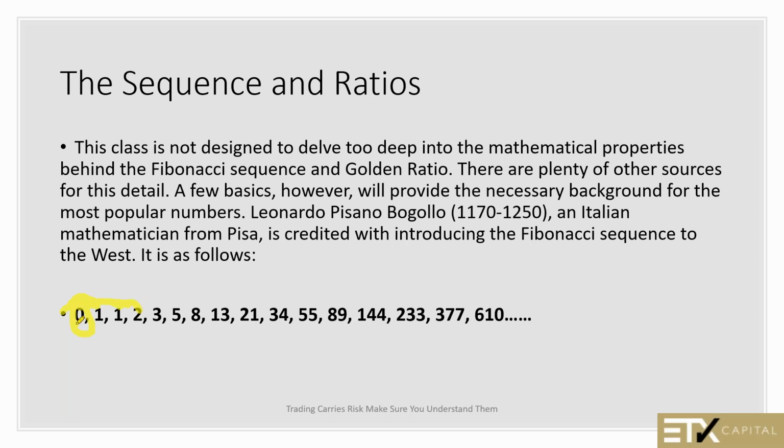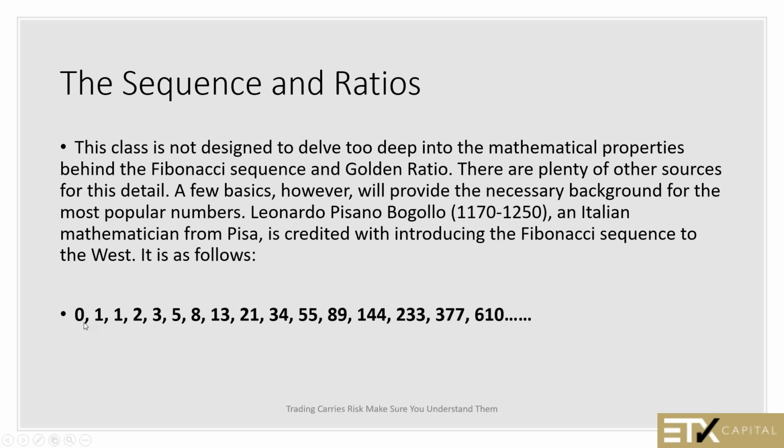So 0 and 1 gave us 1. 1 and 1 gave us 2. 1 and 2 give us 3. 2 and 3 give us 5. And so on and so forth up into infinity. But this is where these Fibonacci numbers come from, or the Fibonacci sequence. So it's simply a mathematical calculation of adding the two previous numbers together to derive the new number.